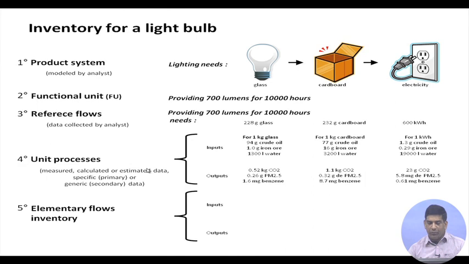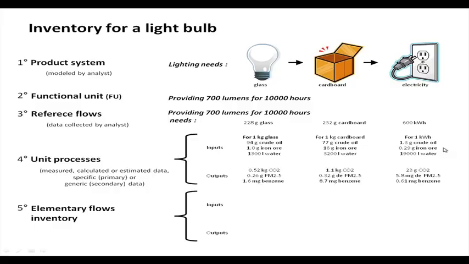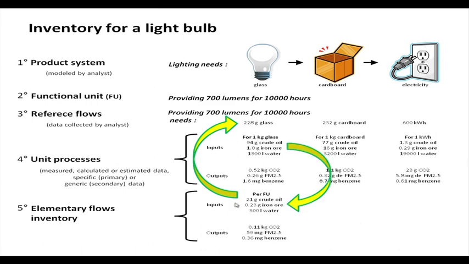So this is for the unit process. Unit means for 1 unit, isn't it? That's the unitary method you may have done in your maths class, long back in maybe primary school or secondary school, where we put everything in terms of 1 unit. So 1 kg glass, 1 kg cardboard, 1 kilowatt hour. But what we need is 228 gram of glass, 232 gram of cardboard, 600 kilowatt hour of electricity. This is our functional unit. So per functional unit, we can take this data from here and find out: for 1 kg glass it is this much, how much will it be for 228?